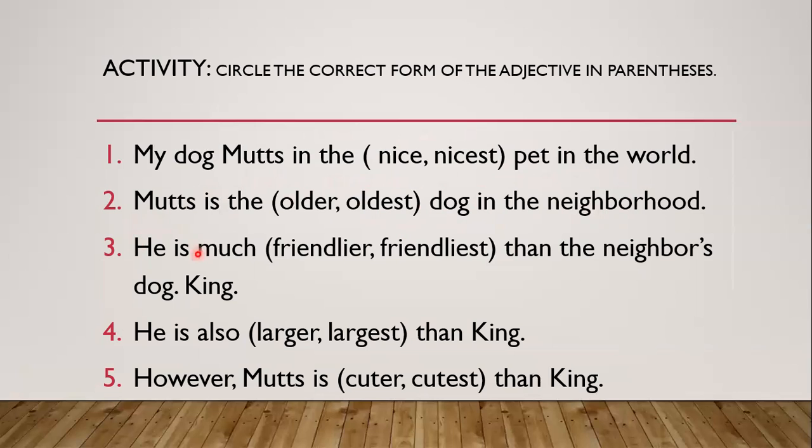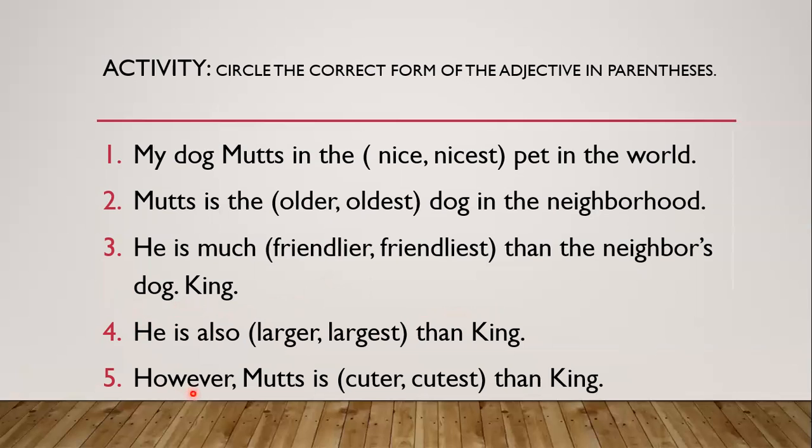Number 3, he is much friendlier than the neighbor's dog, King. So here we're comparing Mats with King. They're 2 dogs, so we use friendlier. He is much friendlier than the neighbor's dog, King. Number 4, he is also larger than King. We're comparing Mats with King again. 2 dogs, so we use ER. He is also larger than King.